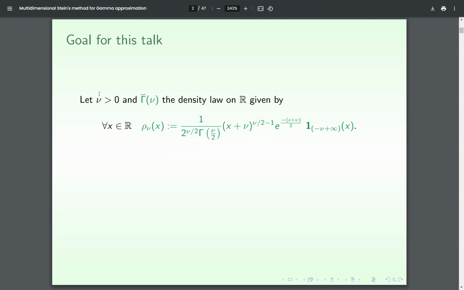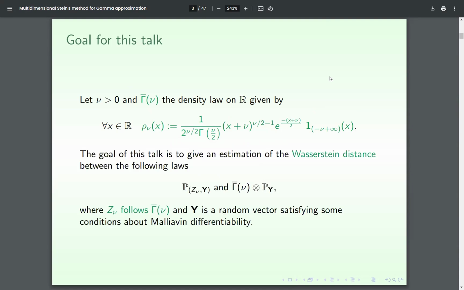This is a law with one parameter, which is called nu, with density given by rho indexed by nu, given by this expression. The goal of my talk will be the same as Ciprian's. If we call Z indexed by nu a random variable following the gamma distribution with parameter nu, we will compare the distribution of the couple Z and Y, where Y is a random vector, with the distribution where Z and Y are independent, so the product of the two laws. Y is a random vector, so it could be in Rp, for example. And we will use, of course, the Malliavin operators like Ciprian did previously.